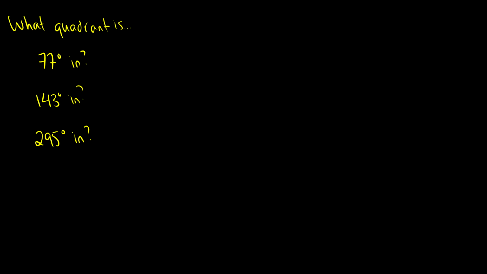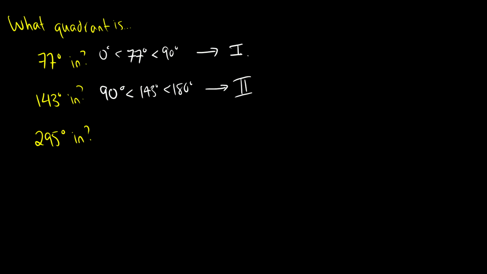So here's a few example questions. What quadrant is 77 degrees in? Well, 77 degrees is less than 90 degrees, and it's greater than 0 degrees, therefore it's going to be in quadrant 1. What about 143 degrees? Well, that's after 90 degrees, but it's going to be before 180 degrees. So this is going to be in quadrant number 2. Now 295 degrees, well, 295 is below 360 degrees, and it's greater than 270 degrees. So this is going to be quadrant 4.